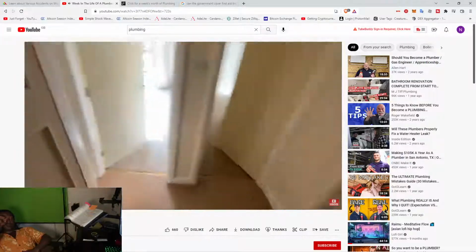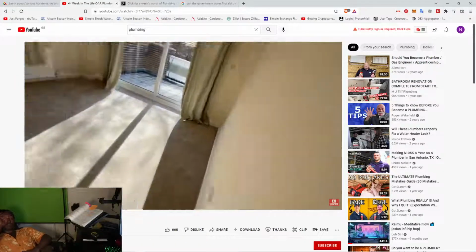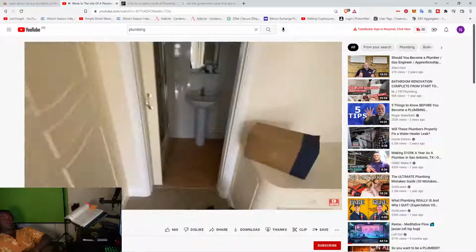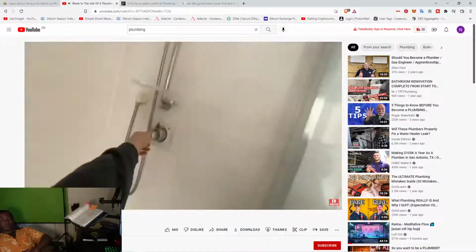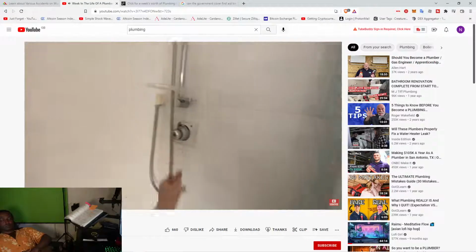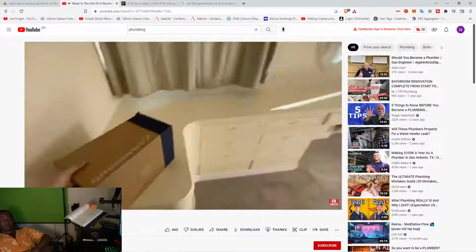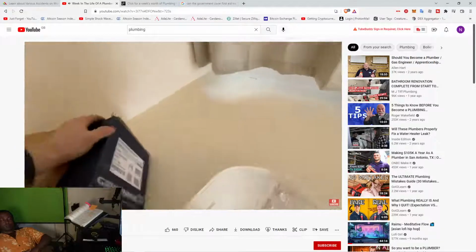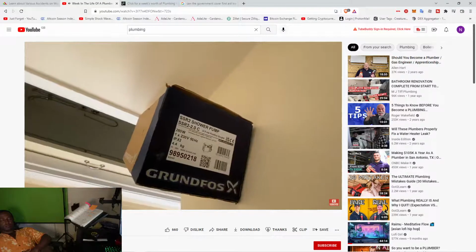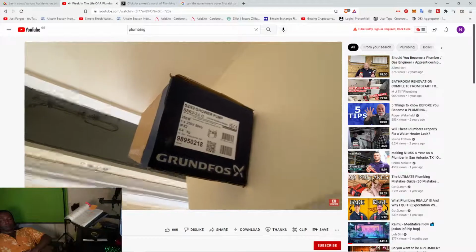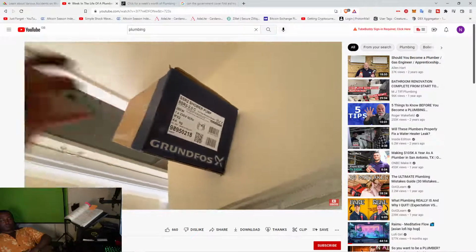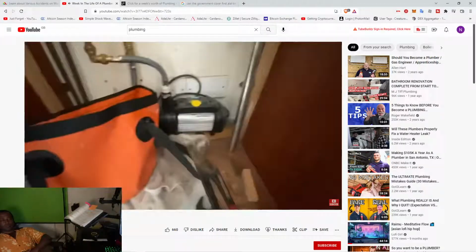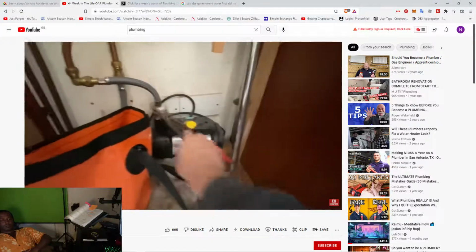It's turned off. Right, we are fitting a Grundfos shower pump SSR2. So yeah, let's crack on. Get this fitted. I'm going to switch that off and get the old pump out of the way.